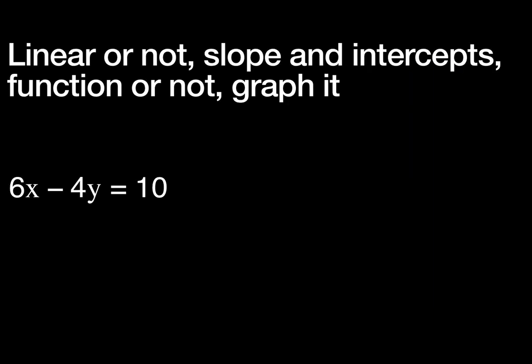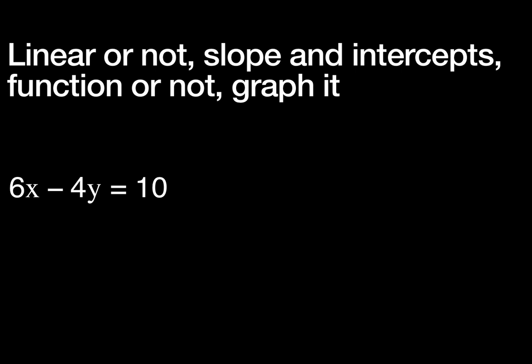All right, linear or not, slope and intercepts, function or not, and then we're going to graph it. I'm going to do this quickly. Is it linear? Yes, it's linear. How do I know it's linear? The highest power of the x and the y are 1. The y is to a first power, the x is to a first power. This is a linear equation. What are my slope and intercepts?